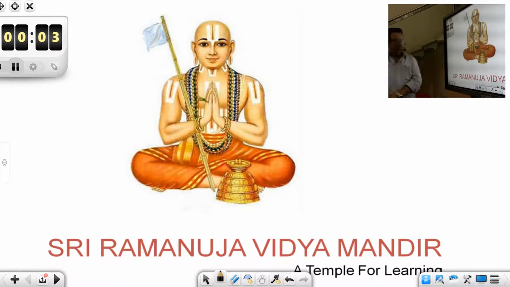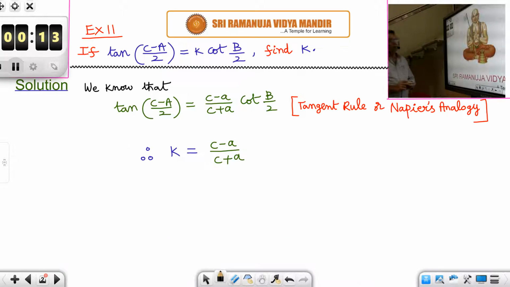Good afternoon, students. So let us do some more problems in properties of triangles, part 1. Already 10 examples we have completed. So 11th example: if tan (C minus A)/2 is equal to k cot B/2, find k. So this is directly the tangent rule or Napier's analogy.